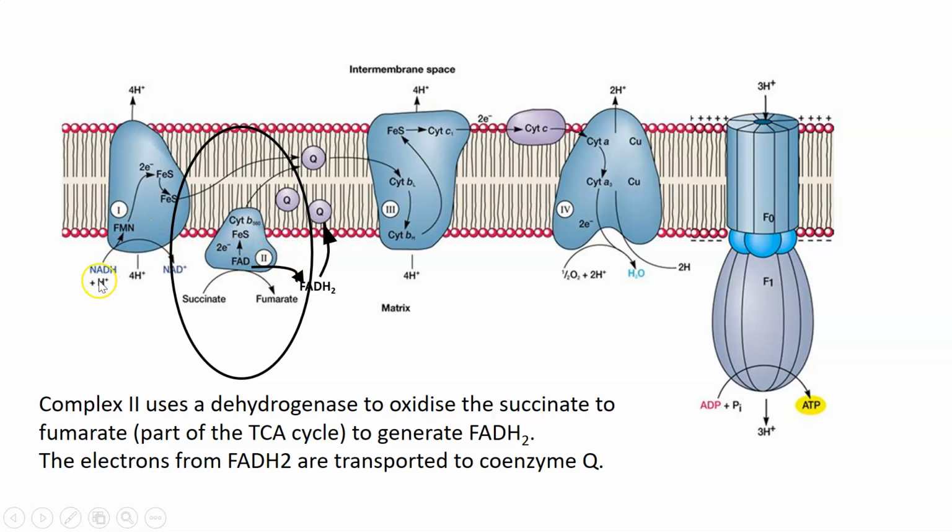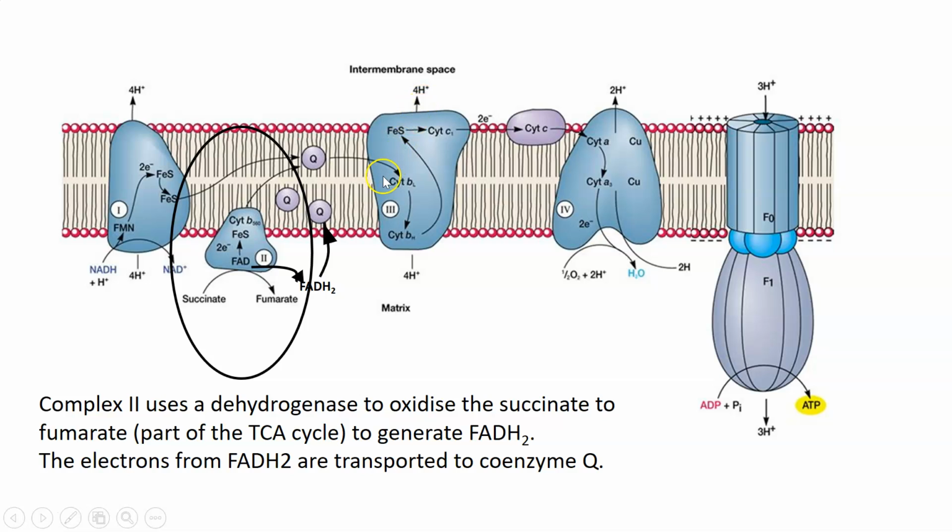So you get electrons being brought in from NADH, and then through the citric acid cycle, getting electrons being carried by FADH2, which are then transported to coenzyme Q, which are then transported to complex 3. And then again, high energy electrons, lots of energy there, and it's then used for complex 3 to pump another 4 hydrogen ions.